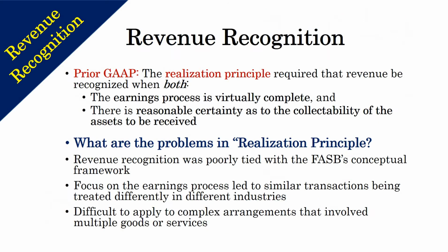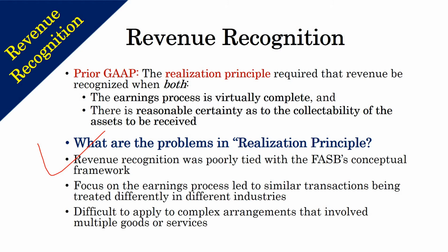Okay, so now come to the revenue recognition principles. The prior generally accepted accounting principle said that revenue should be recognized when the process is complete and there is a reasonable certainty as to the collectibility of the assets to be received. So there are some problems in the realization principle of GAAP. The first one, revenue recognition was poorly tied with the FASB's conceptual framework.